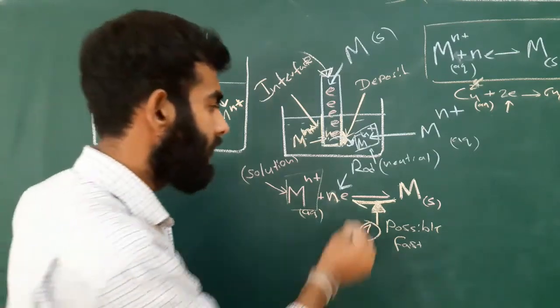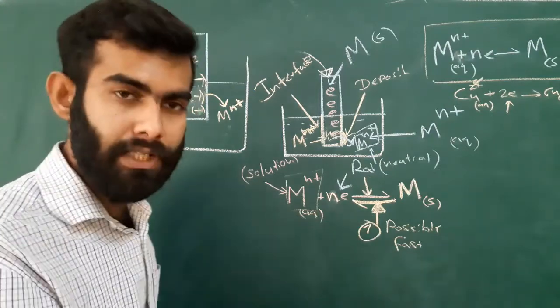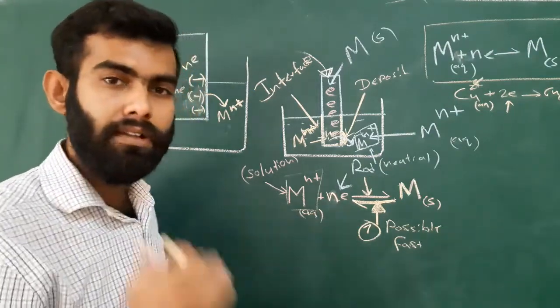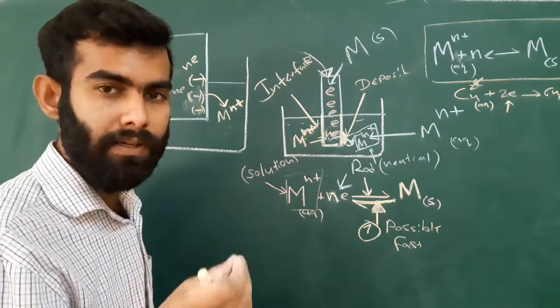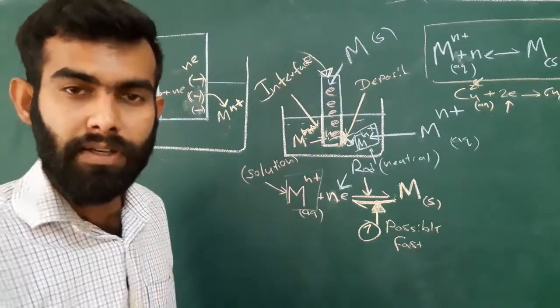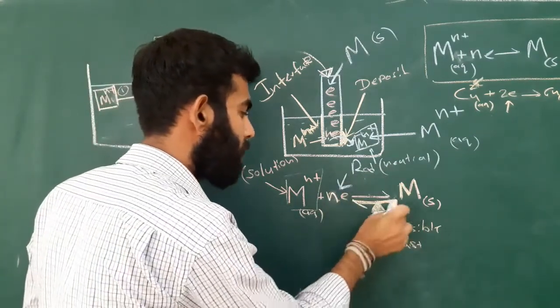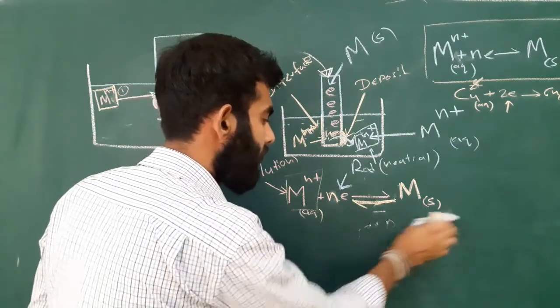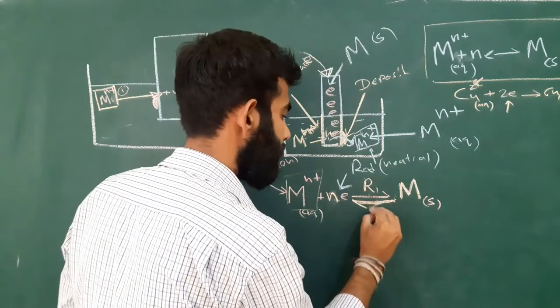On the other hand, this first reaction is also happening. However, after some time, a very small time interval, this equation will be reversible. So both forward and backward reactions will have equal rates. Here R1, here R2.